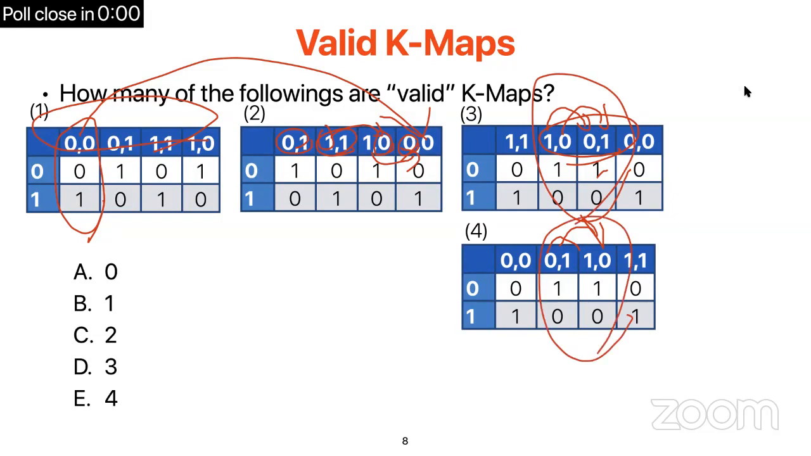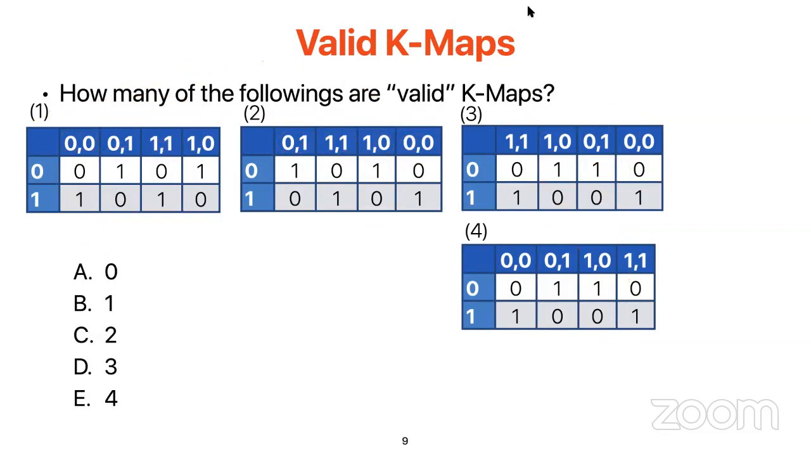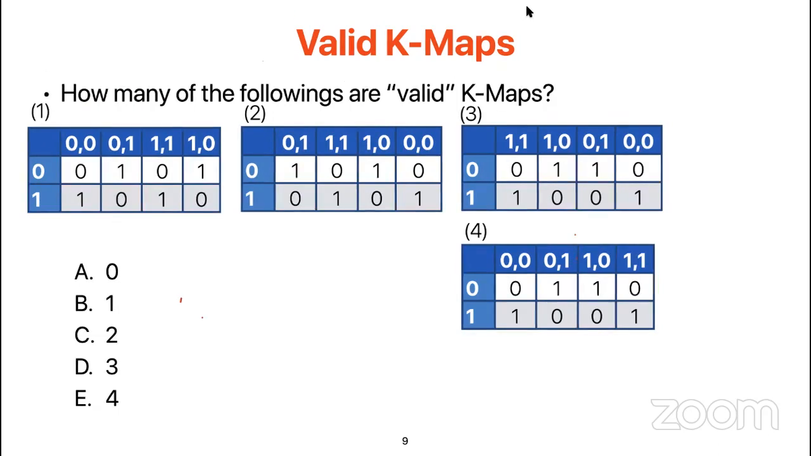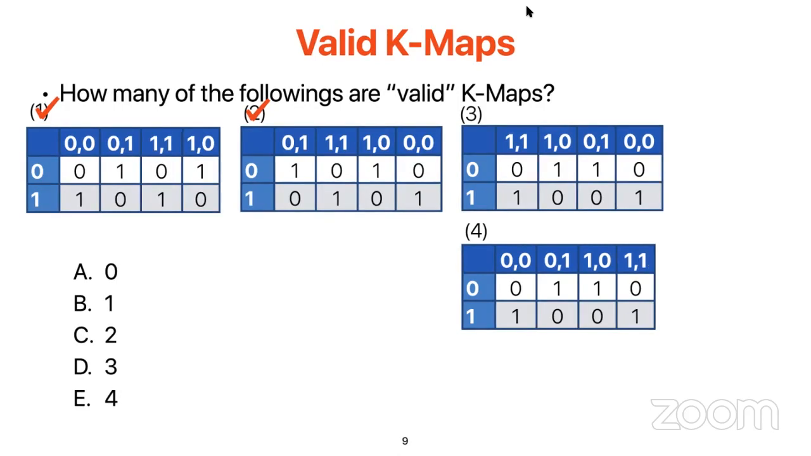Okay, you got it. So right now, I think we got a consensus. The first case and the second case, everybody agrees are right, but the 3rd and the 4th case are not correct. So 2 of them are valid.